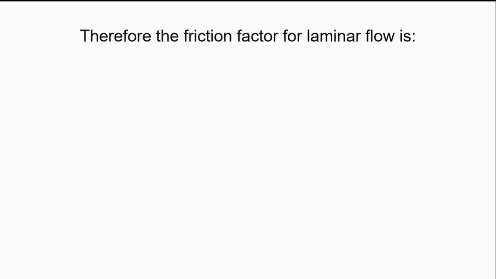Therefore, the friction factor for laminar flow is given by this equation, which is f equals 64 over the Reynolds number. Now, please note that this friction factor formula is for a circular pipe, and for this course we are dealing with circular pipe, so we have to use this formula when finding the friction factor.